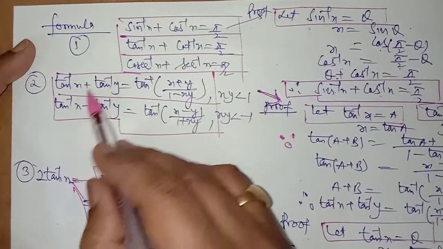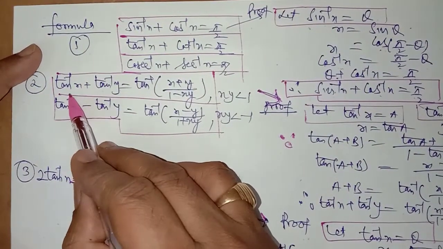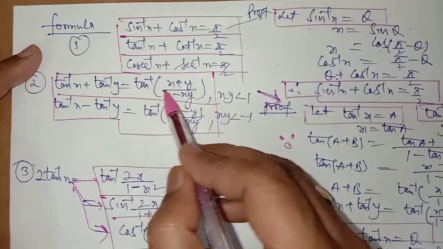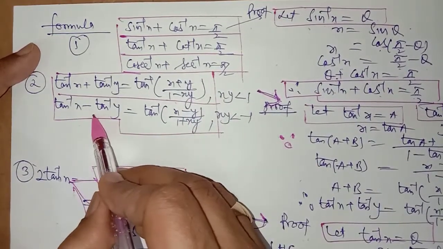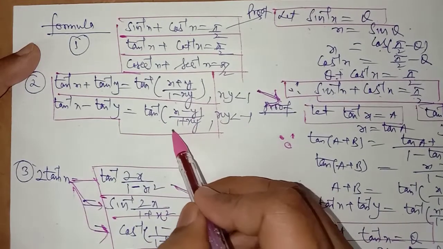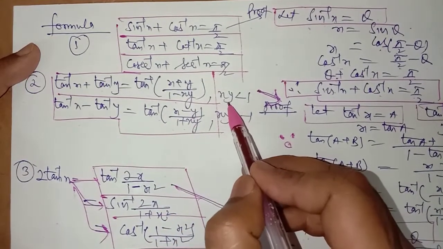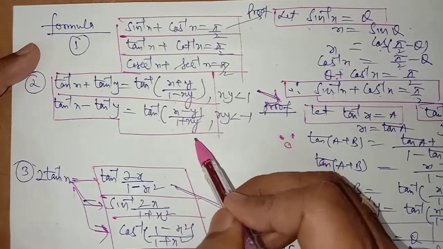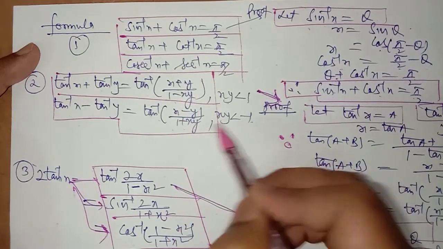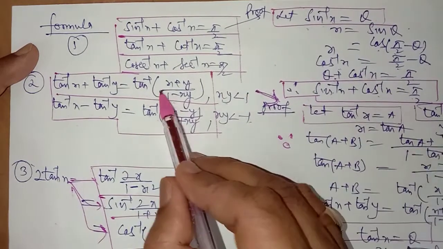Then we have next is tan inverse x plus tan inverse y is equal to tan inverse of x plus y upon 1 minus x into y, and tan inverse x minus tan inverse y is tan inverse of x minus y upon 1 plus x into y, with the condition that x into y should be less than 1, otherwise it will not be in its principal value branch, and similarly x into y should be greater than minus 1. So I am proving this.